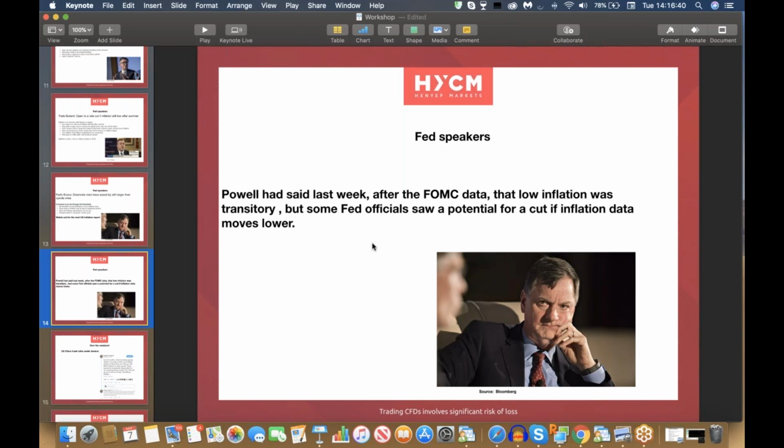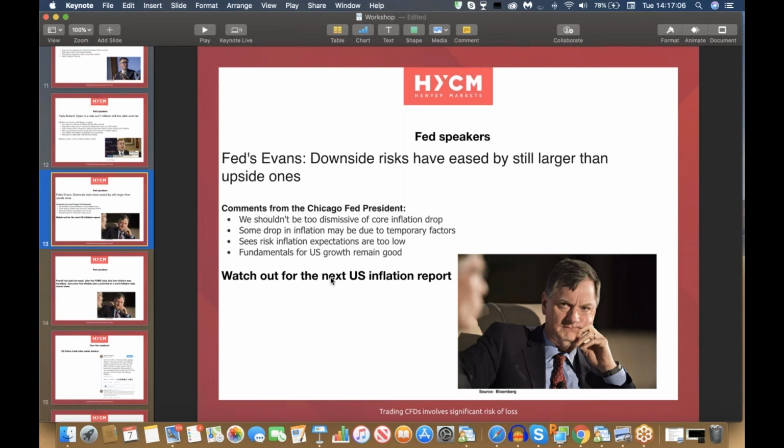Just to reiterate, Jerome Powell said last week after the FOMC rate statement that low inflation was transitory, but some Fed officials saw a potential cut if inflation data moves lower. This has been what's been weighing on the US dollar. It's this concern that the Fed may be tilting to a more dovish position, and that tells us here, doesn't it? Watch out for the next US inflation report.